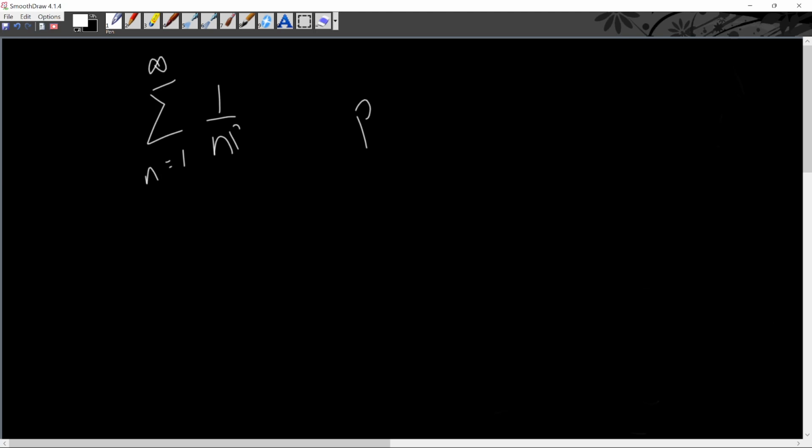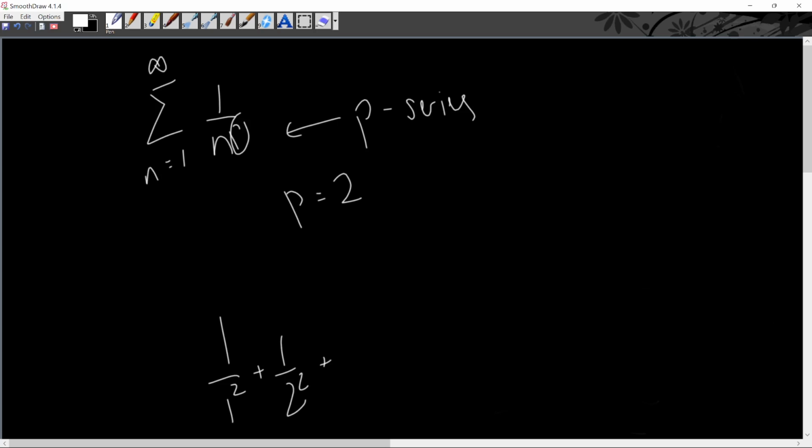This is a p series, where p is the degree of n. And for example, if p is equal to 2, it looks like 1 over 1 squared. We can write that out. 1 over 1 squared plus 1 over 2 squared plus 1 over 3 squared, and on and on. This might look like a geometric series, but just remember the n is incrementing.